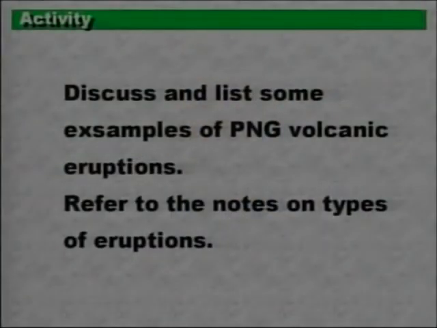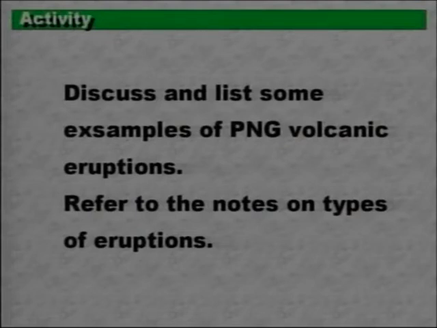I'd like you to actually list some examples of New Guinea volcanoes under those different eruption types that we have already looked at. You need to refer to the notes that we have gone through on types of eruption, and you also refer to the worksheet that were distributed. So you make a list now of the different volcanoes we have in the country under those different eruption types. You cannot fit all the volcanoes in Papua New Guinea under those eruption types, but you can find some examples from the handouts that were distributed.